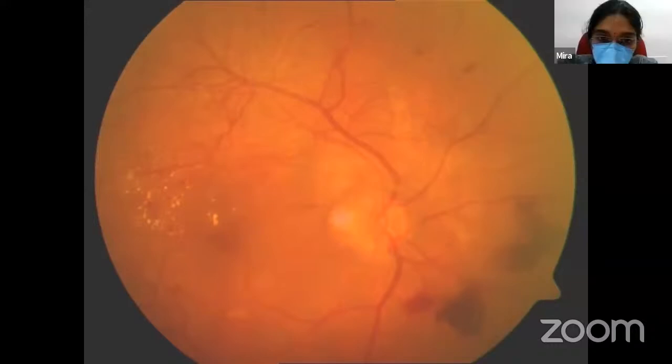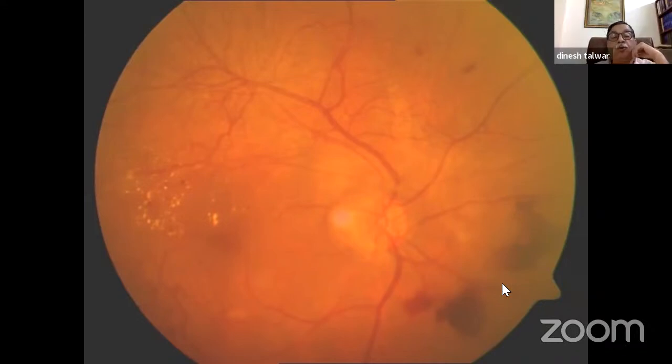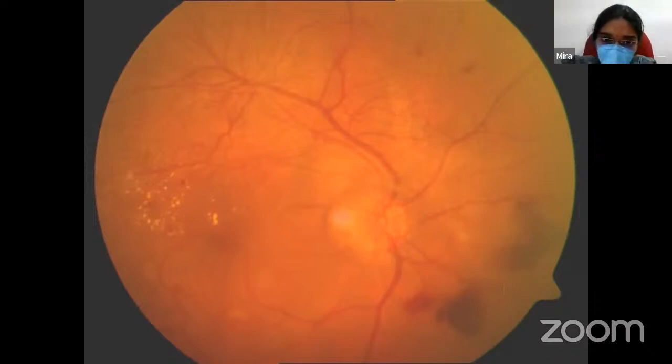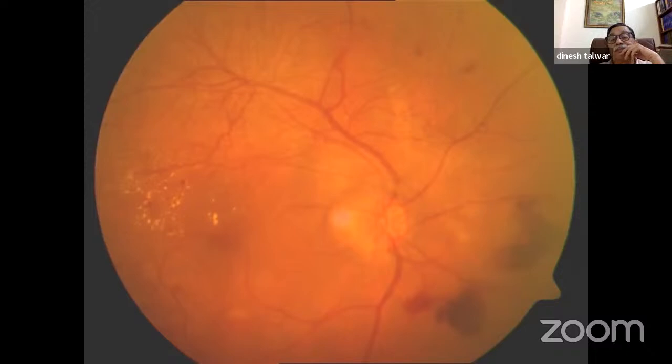So this is a fundus picture of the right eye, with disc, the media is slightly hazy. You should say it's an overexposed fundus picture of the right eye. You know why? Because your diagnosis is going to get affected by this. Okay, sir. This is an overexposed fundus picture of a right eye.